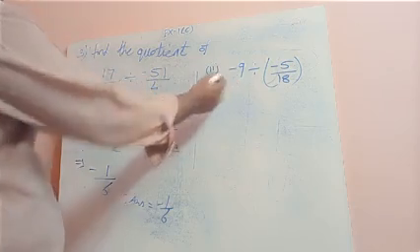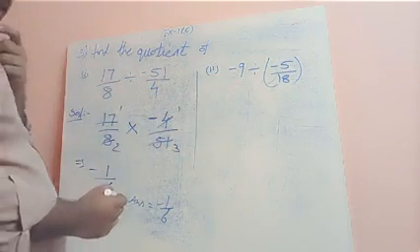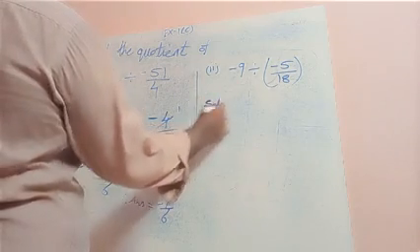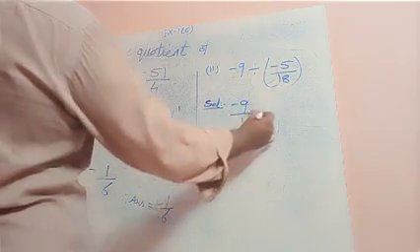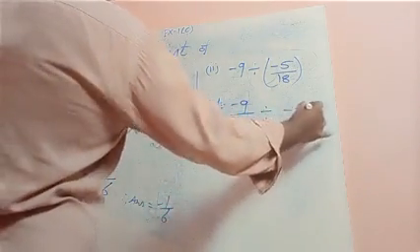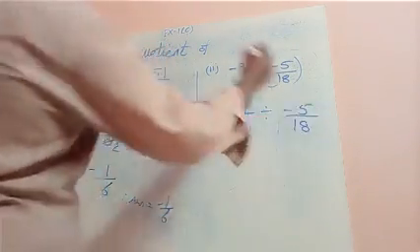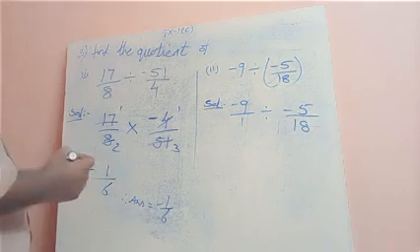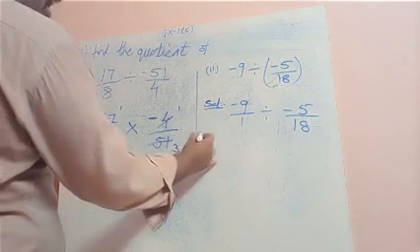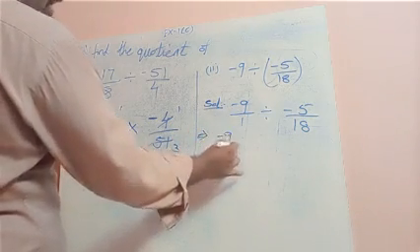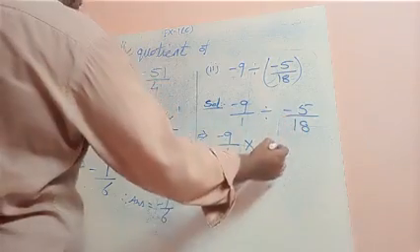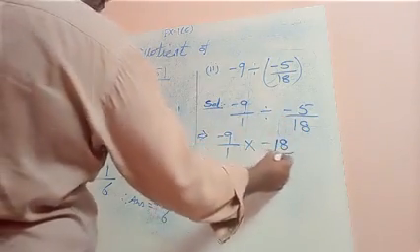For this number, there is no denominator, so we keep the denominator as 1. Solution. Minus 9 by 1 divided by minus 5 by 18. The bracket is removed because of the sign. We know that division cannot be done with fractions, so we take the reciprocal. Minus 9 by 1 into, the sign will not change, minus. The reciprocal of 5 by 18 is 18 by 5.